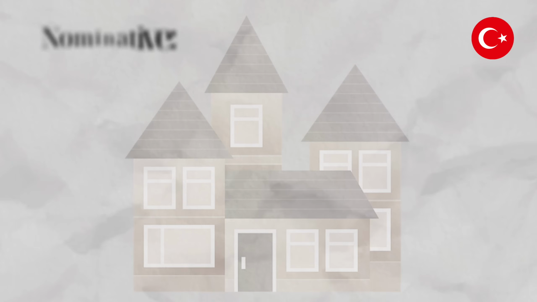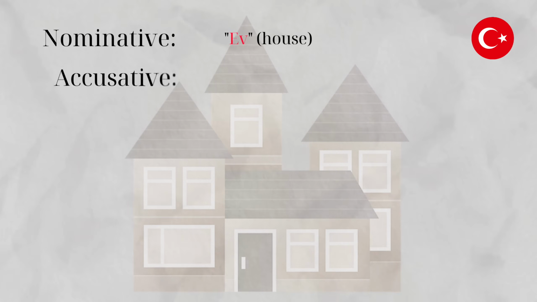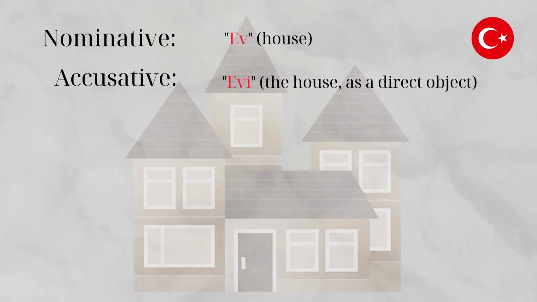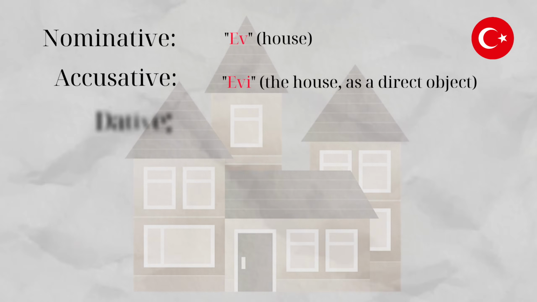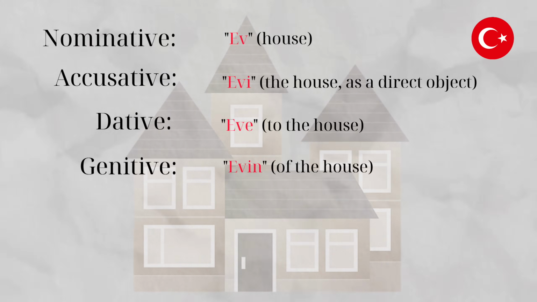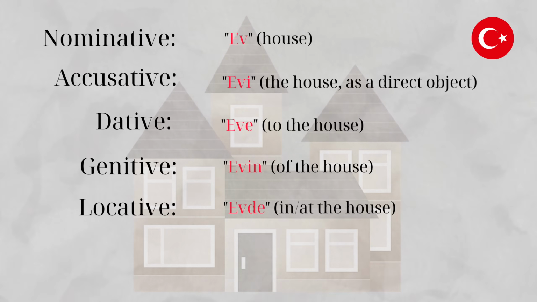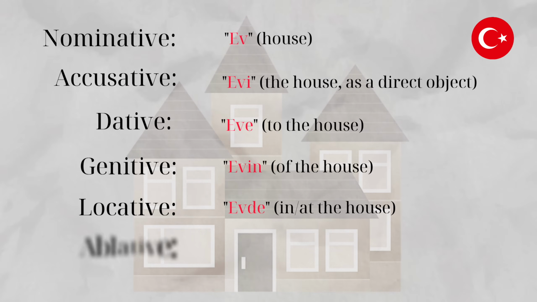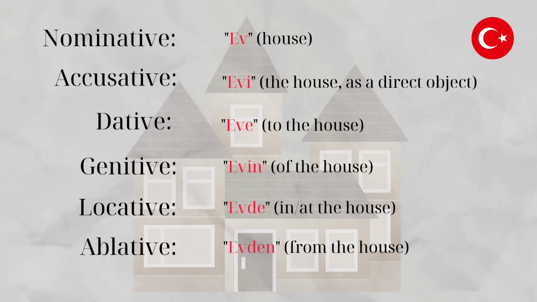Another big difference is the noun cases. Turkish uses a variety of suffixes to indicate different cases for nouns. Example: nominative, ev, house; accusative, evi, the house as a direct object; dative, eve, to the house; genitive, evin, of the house; locative, evde, in or at the house; ablative, evden, from the house.